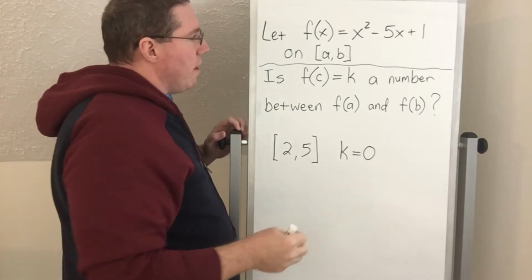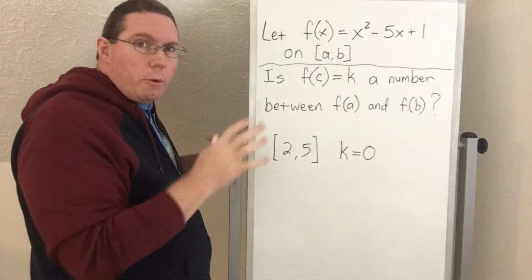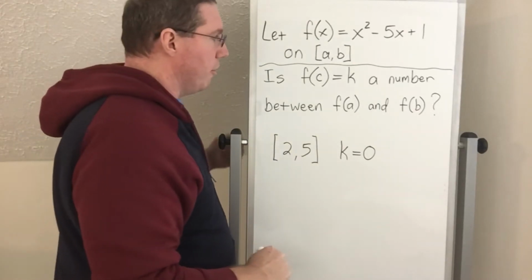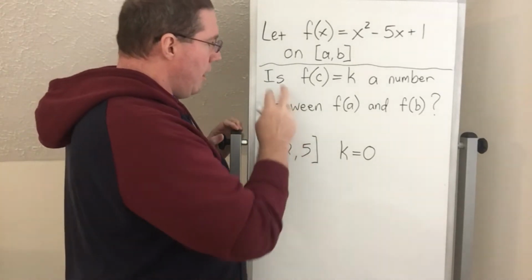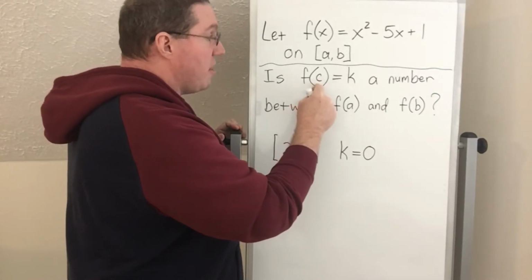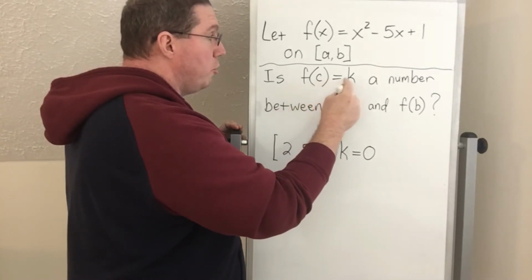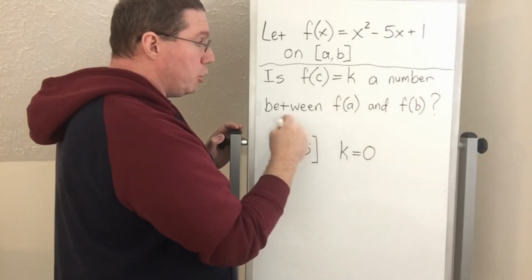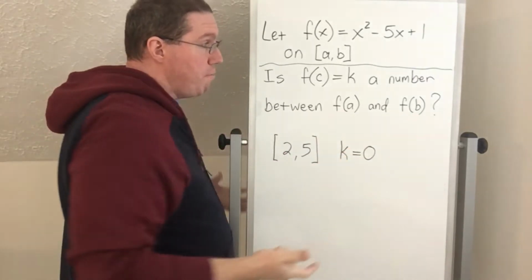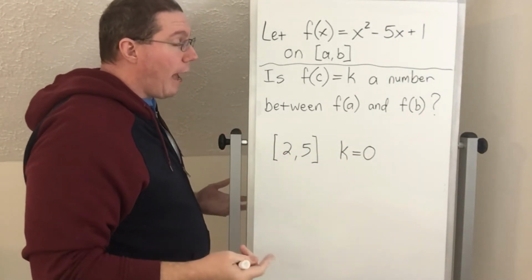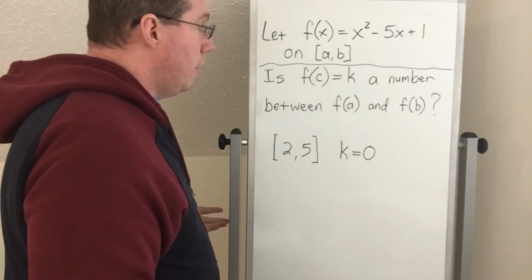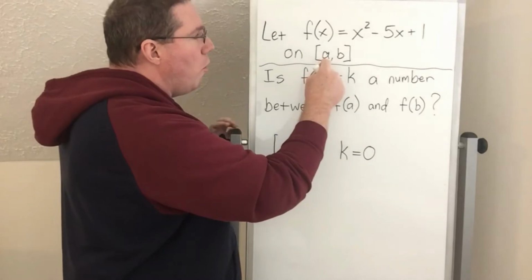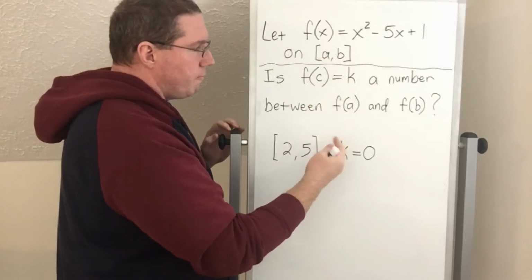So then the question is this. Here's what we want to try and figure out. This is all we're doing in this particular video as we work up to the intermediate value theorem. We just want to answer a simple question: is f of c equal to k, is that a number between f of A and f of B? That's all we want to know. Now, you might say, you got a whole bunch of letters in there again, Mr. Ryan, and I'm saying, yes, I understand that. But we already know that A and B are numbers, right?